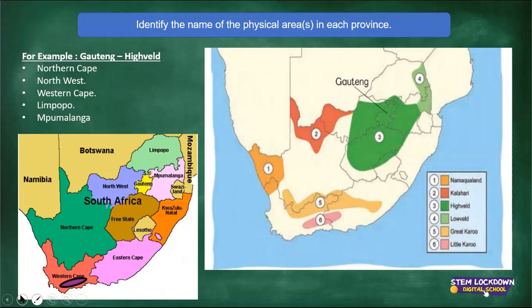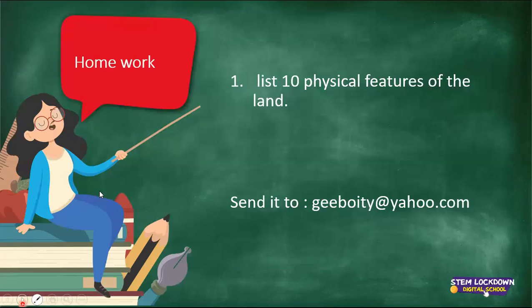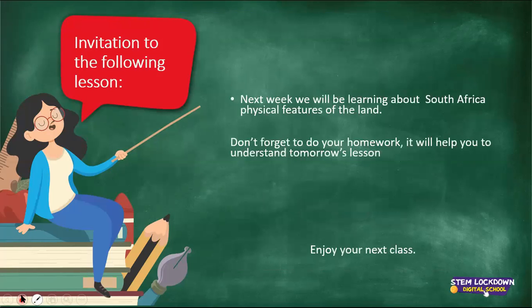Sakura says, ma'am, must we answer tomorrow? Yes, tomorrow I'm going to tell you to answer this. We're going to start with this on Monday. We're going to have 2 homeworks. Take a screenshot again, list 10 physical features of the land. On Monday, we'll be learning about physical features. Are we clear? Don't forget to do your homework. It will help you understand our lesson.